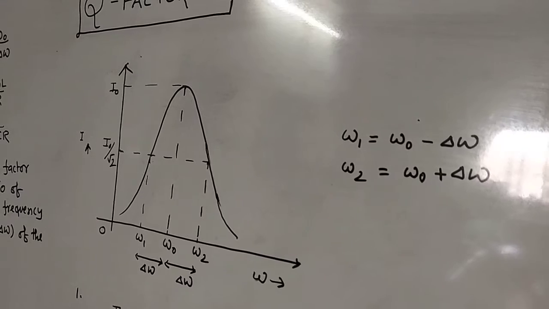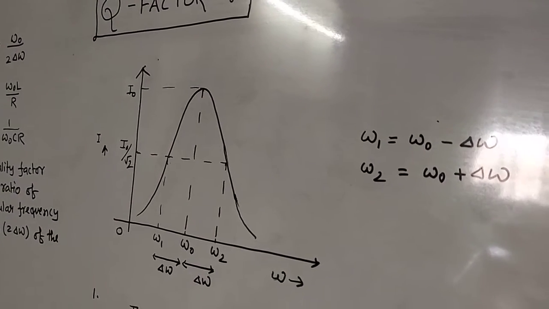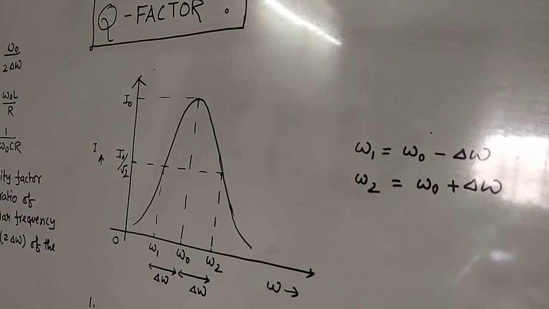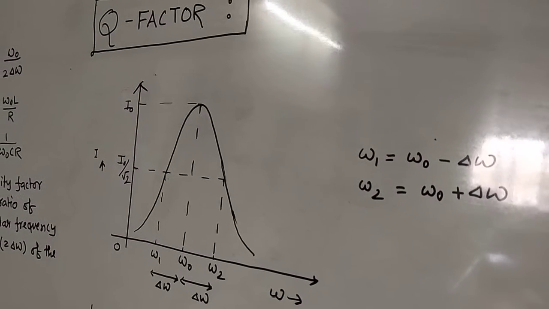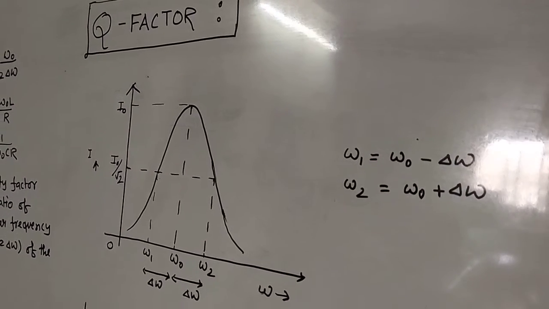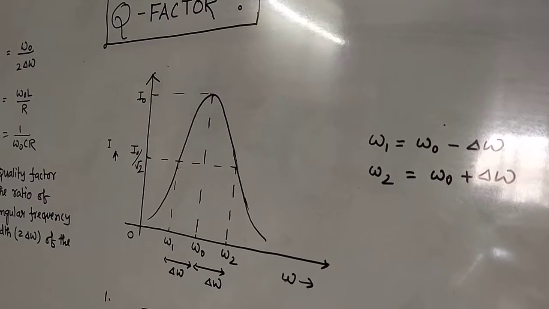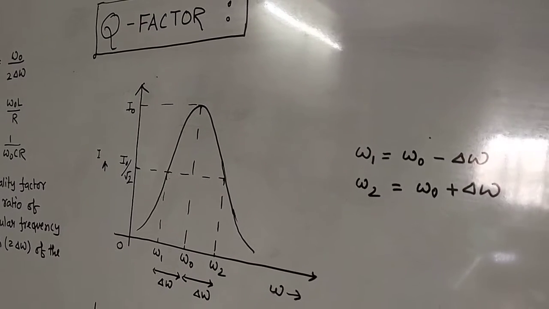Basically at resonance, inductive reactance is equal to the capacitive reactance, and under that condition the impedance is nothing but the value of the resistance, that is R, or you can say the LCR circuit behaves as a resistive circuit at resonance. Now we are going to use this parameter in defining Q factor.